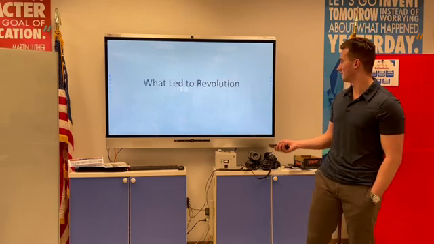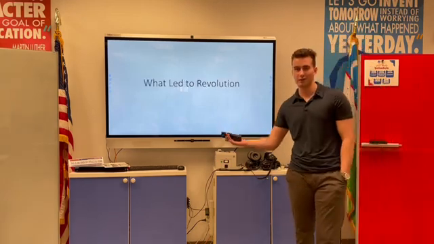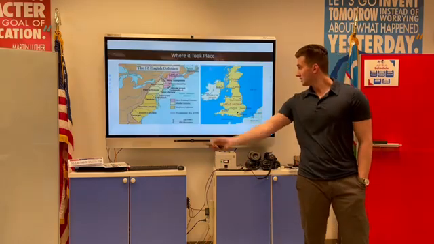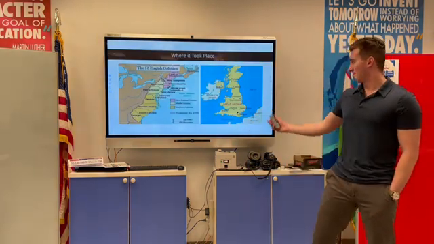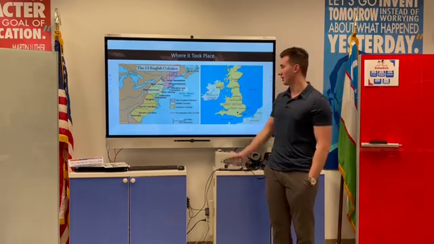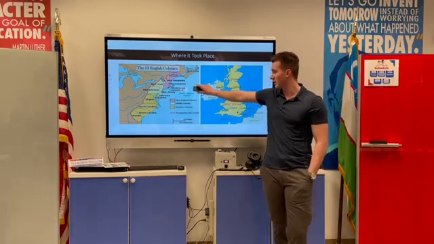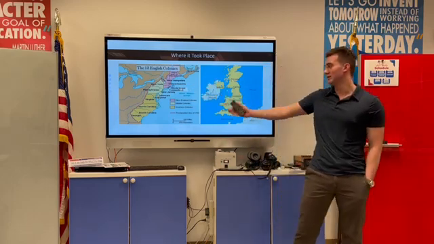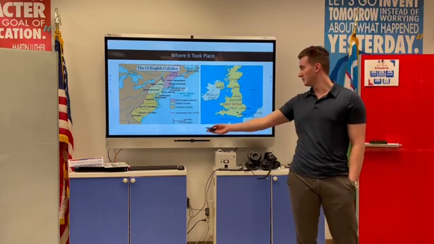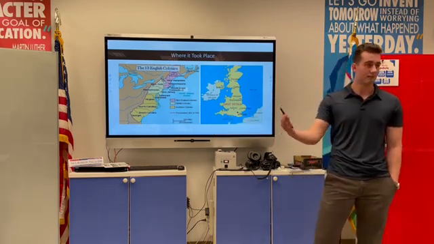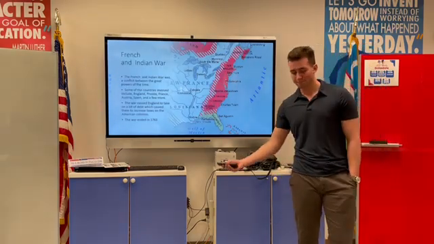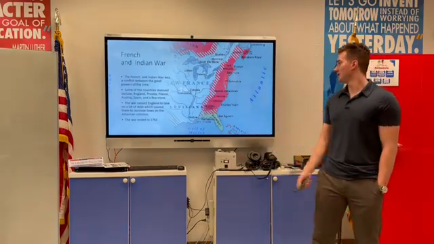All right, so first we have to go over what led to the revolution. Here's where it took place. England colonized the New World. So 13 colonies. These are 13 separate little entities. They all run themselves, and they're just colonies of England, which basically means England migrated there, conquered it, and took it over. So, the French and Indian War.